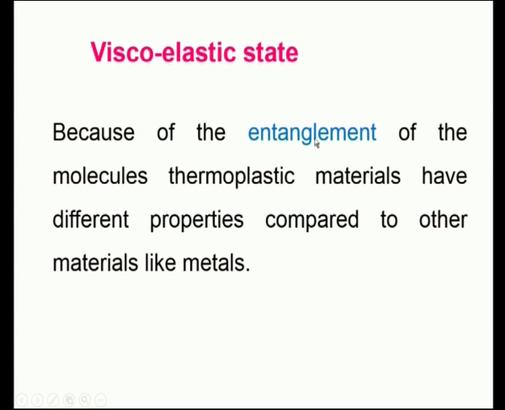Now we will discuss what is meant by a viscoelastic state. Why does viscoelasticity occur in polymers? Because of the entanglement of the molecules. Thermoplastic materials have different properties compared to other materials like metals. In the earlier episodes, we have discussed entanglement. Entanglement means the complex coiling nature of the polymeric chains.